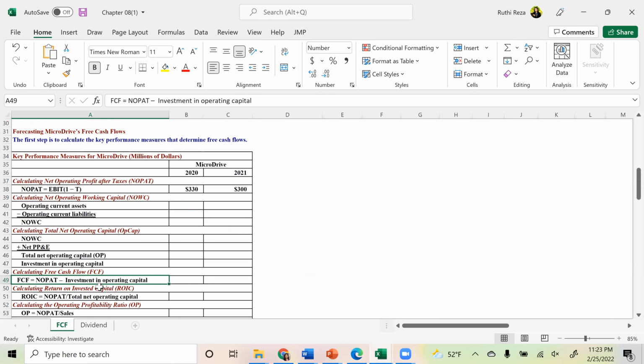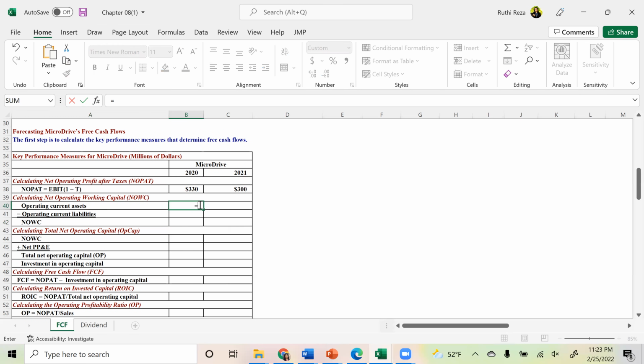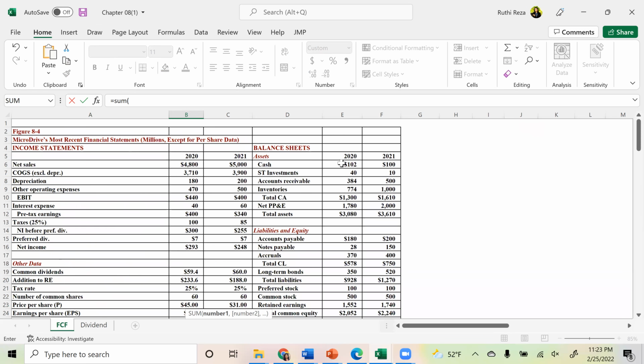The other component is investment in operating capital. To get this component, we need to calculate net operating working capital. This is the difference between operating current assets and operating current liabilities. Operating current assets include all components of the current assets except for the short-term investment. So let us first calculate operating current assets, equal to the sum of cash, accounts receivable, and inventories.